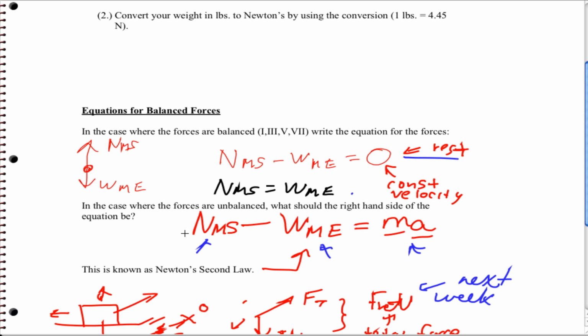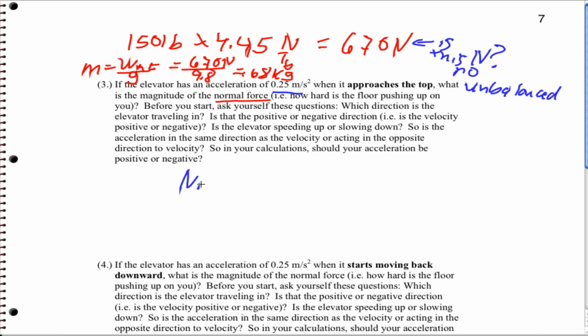So we're going to take this idea and apply it to this problem. We have the normal force going up. We have the weight pointing down. And the effect is that the mass, my mass, accelerates on this elevator. Now, it says that it has an acceleration of 0.25 meters per second squared when it approaches the top. So let's be clear on this. If I am approaching the top, the 6th floor, and there's an acceleration, that acceleration had better be downwards.